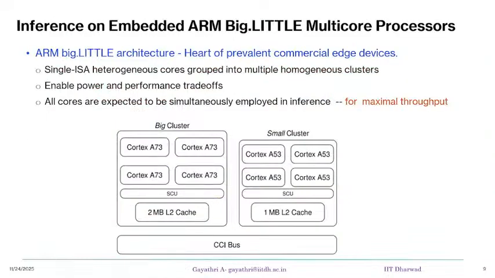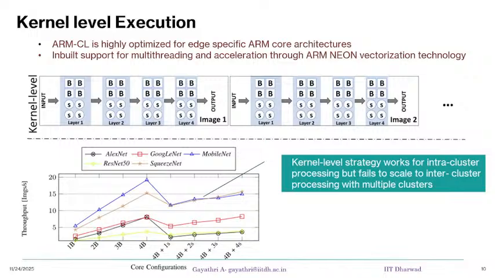So by default, this particular architecture is ARM based, right? ARM gives you an optimized library called ARM-CL. That means, like you have TensorRT for NVIDIA, similarly you have ARM-CL for your ARM processors, right? By default, what it does is it tries to schedule the kernel of each layer across all the cores of your SoC.